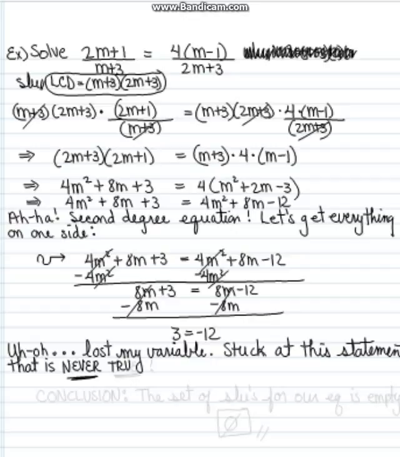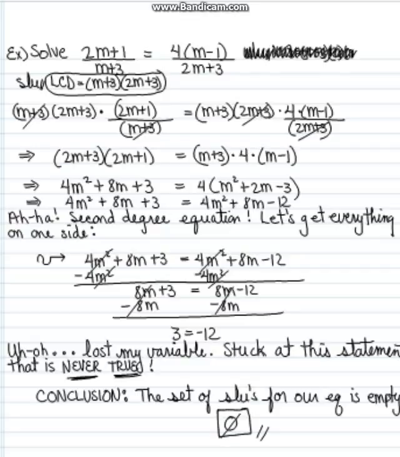If you get stuck losing your variable in the process of solving an equation at a never true statement like 3 equals negative 12, you must conclude that the set of all solutions for this equation is empty. There are no solutions. The solution set is empty, and that's represented by a 0 with a slash mark through it. Empty set. That's the set of all solutions is empty. Didn't anticipate that it would be empty, but that's cool.